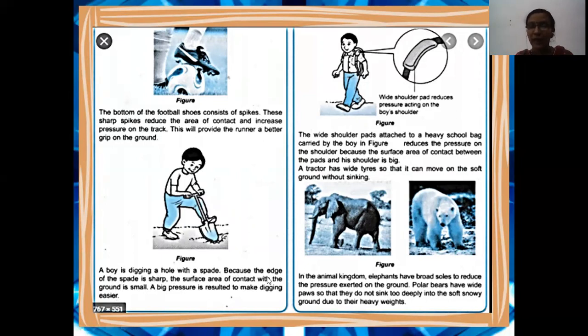Same as the boy digging a hole with a spade. Because the edge of the spade is sharp, as you can see. What happens when we are using a knife? The edge of the knife, when we cut any object with this knife, what happens? Less area will come in contact. When less area comes in contact, it means we apply more force on the object.